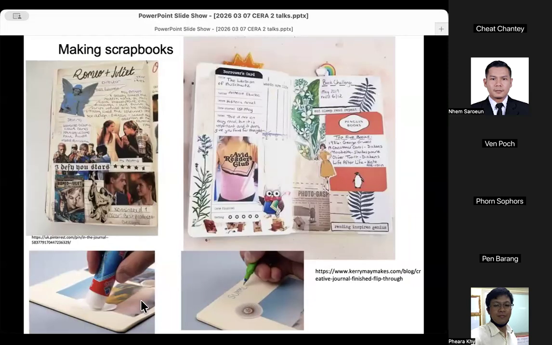Another one is to use scrapbooks. By this we mean get old magazines and old books, and you cut them up and then make cut out pieces from magazines and you paste them into the books. Students love doing this type of thing.